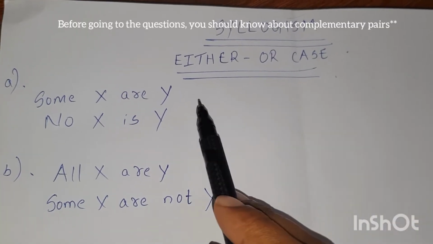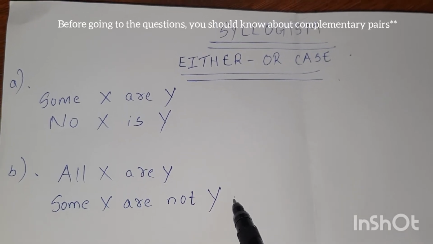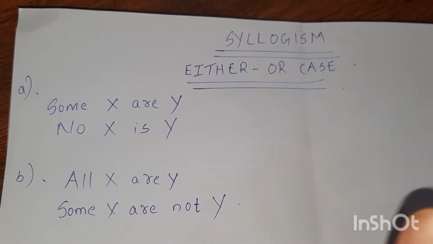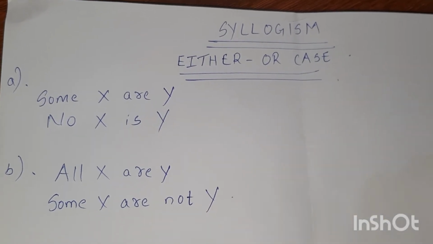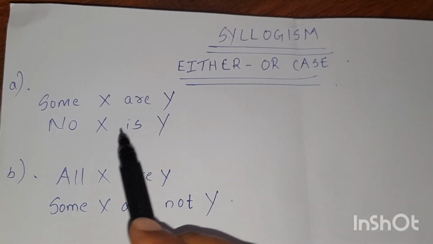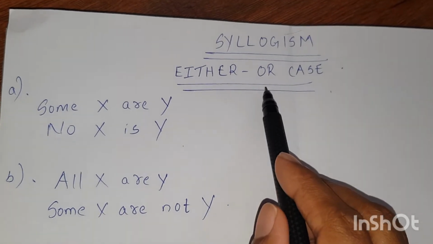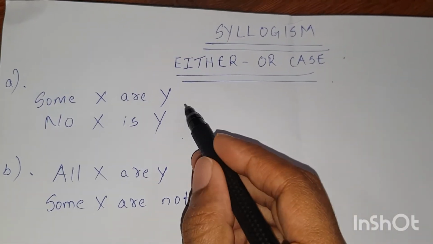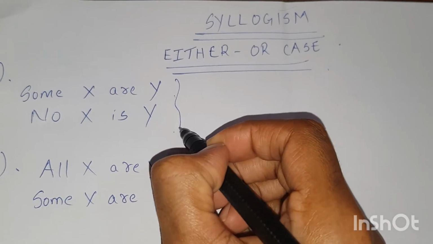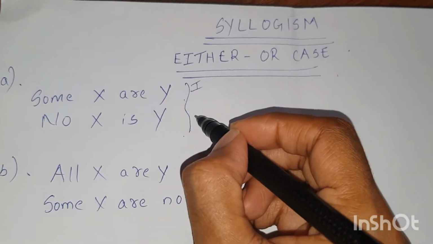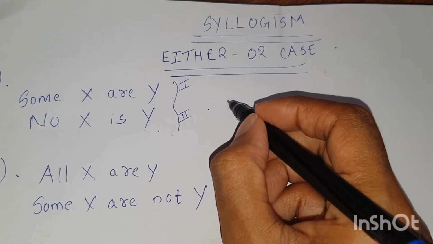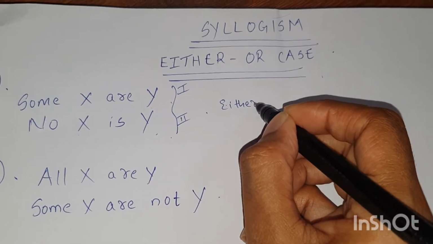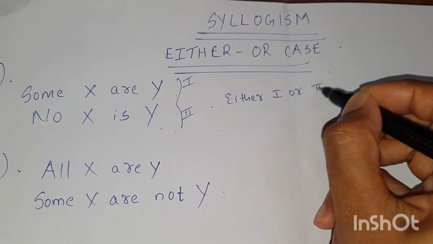In syllogism, there are two complementary pairs we can conclude from the four given propositions. If the conclusions are given in such a way that some x are y and no x is y, it is an either-or case. That means either conclusion 1 or 2 is true. Suppose this is conclusion 1 and this is 2, some x are y and no x is y implies that either 1 or 2 is true.